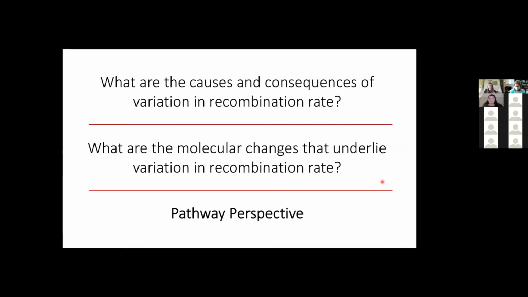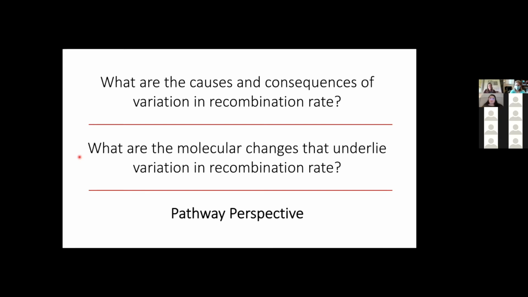And so what I'm going to talk about today is one direction my lab is taking to try to generate new insight into the evolutionary forces that are shaping diversity in recombination rate. And so most generally, we can ask, what are the causes and consequences of variation in recombination rate? And specifically, we want to know, are there molecular changes that we can identify in genes that underlie this variation in recombination rate?